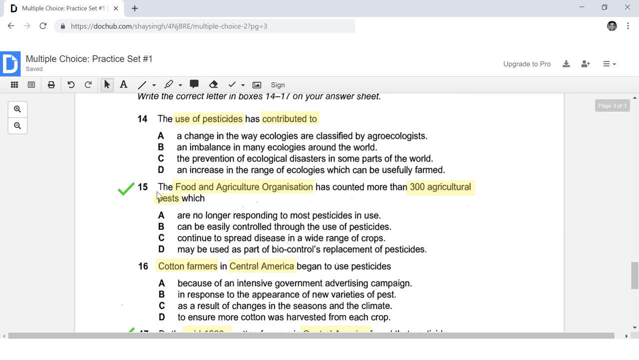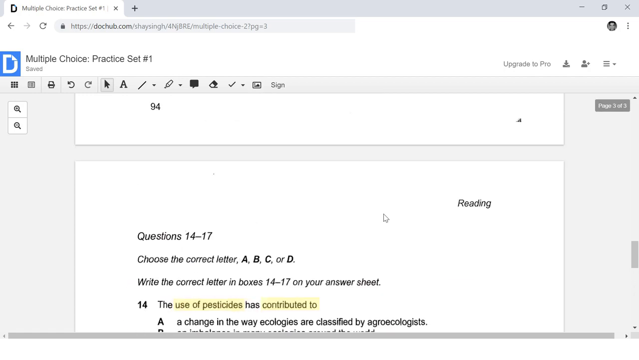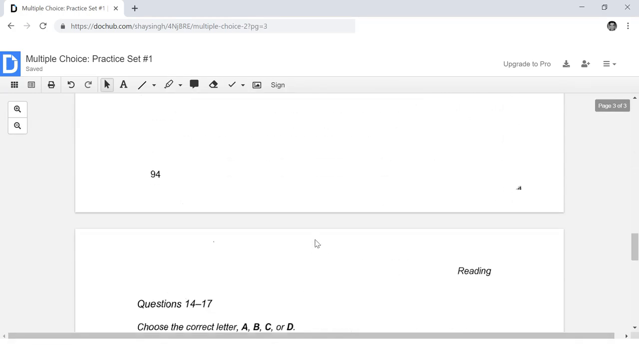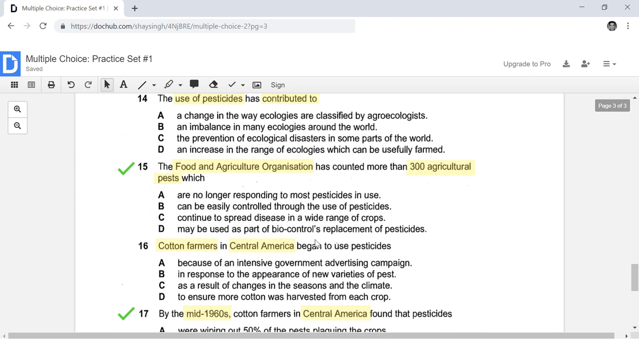So in the question it says, the Food and Agriculture Organization has counted more than 300 agricultural pests, which, what? I see it right here. The answer is A. They are no longer responding to most pesticides in use. Why are they no longer responding to most pesticides? Because they have become resistant. Here it says that they have developed resistance. That's why they are not responding anymore. So the answer is going to be A.